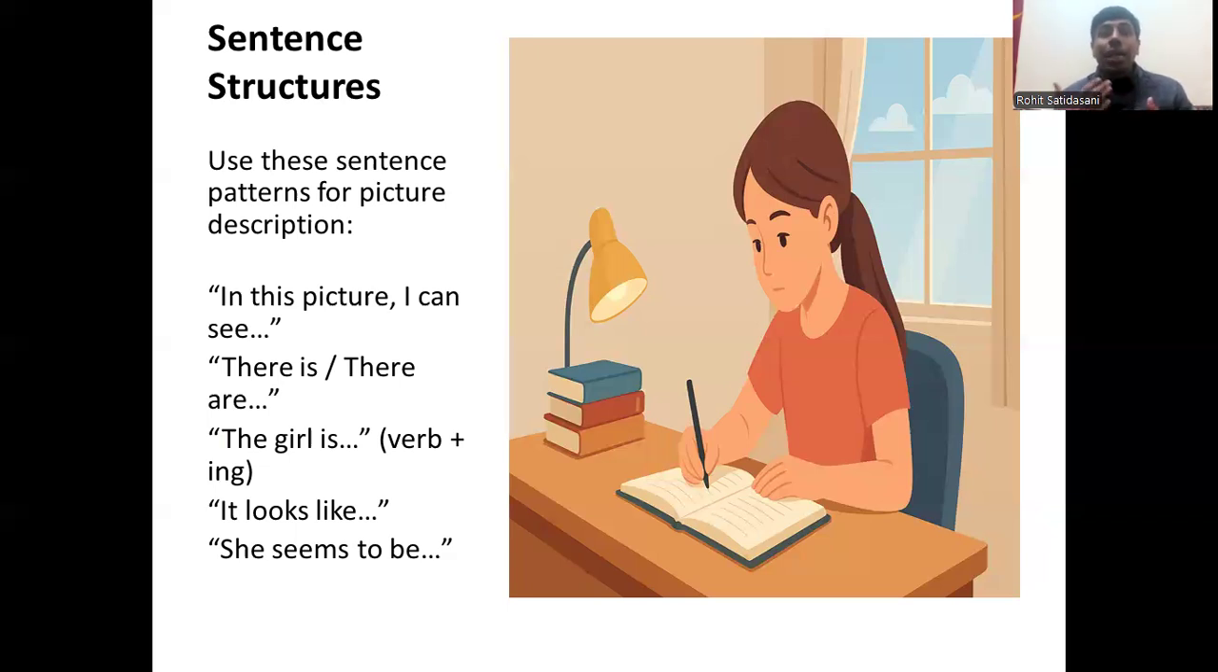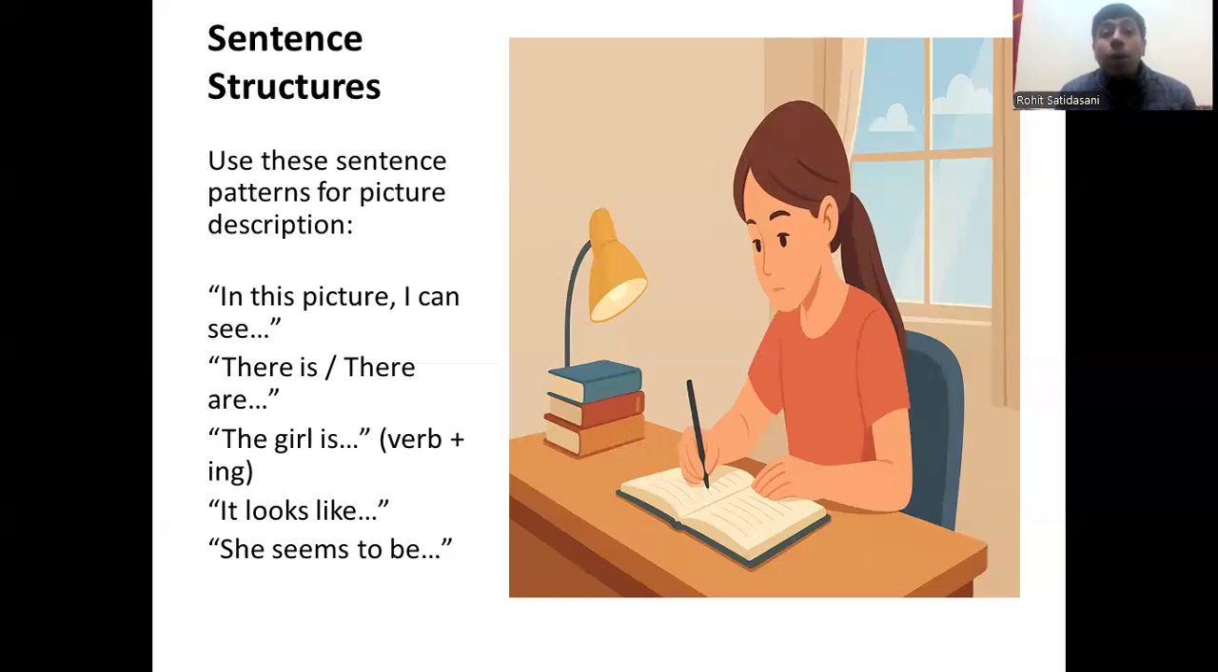Second, there is and there are. Now, there is suitable only when we talk about a singular object, all right? Singular element. Like, for example, there is a girl, there is a table, there is a chair, there is a lamp, right? And there are is supposed to be used when you talk about plural, like more than one person, more than one thing, right?